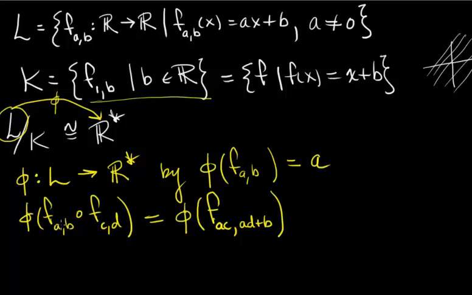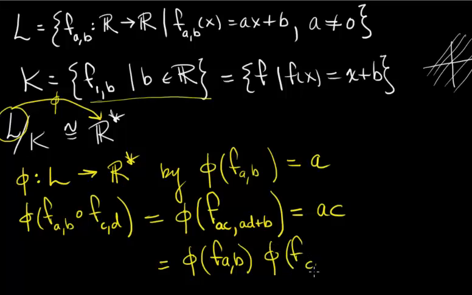Now you make sure that you see why this is true. If you compose these two linear functions, you'll get acx plus ad plus b. And so that was operating inside of L, and now phi takes it to the coefficient of x, which is ac. But that is equal to phi of f sub a comma b times phi of f sub c comma d. So we do have phi is a homomorphism.